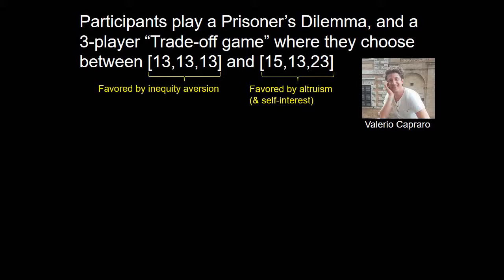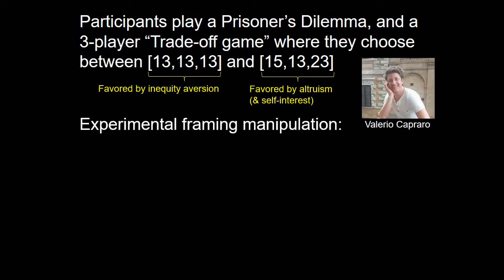Yes. But the key point is that if you think that there are stable preferences for equity aversion or altruism, whatever, you should see some kind of stable correlation between play in this game and play in this game. That will depend on what the preferences are. But what we did is we experimentally manipulated the framing of the trade-off game.